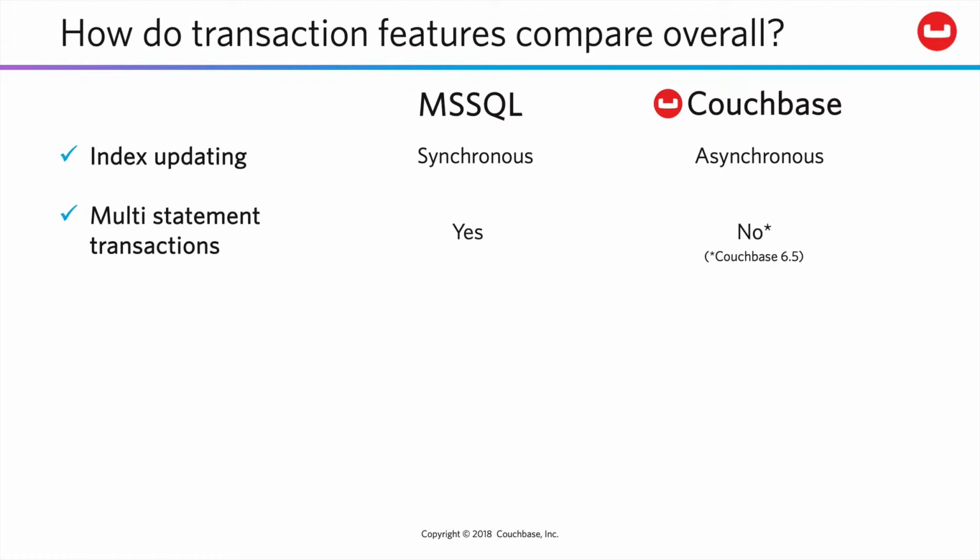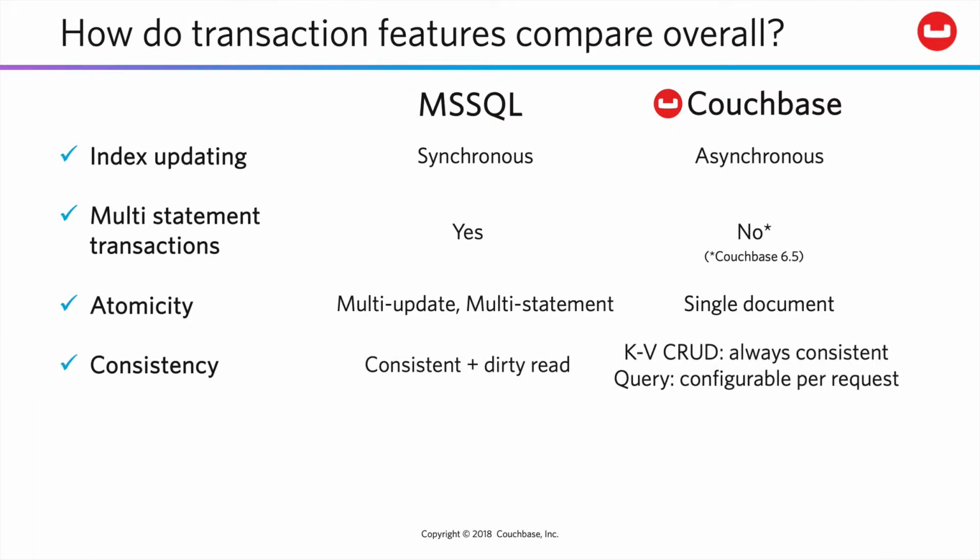SQL Server famously guarantees transactional completion or rollback of virtually any sequence of statements. Couchbase provides multi-document transaction support in version 6.5 and beyond. SQL Server therefore assures the atomicity of any transactionally identified set of updates to any number of tables, while Couchbase assures atomic updates at the level of individual documents. SQL Server supports either consistent or dirty reads. Couchbase key-value operations are always consistent, while the desired consistency of a Nickel query is configurable per request, as we'll see ahead.